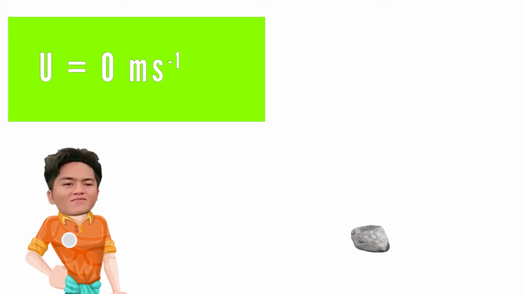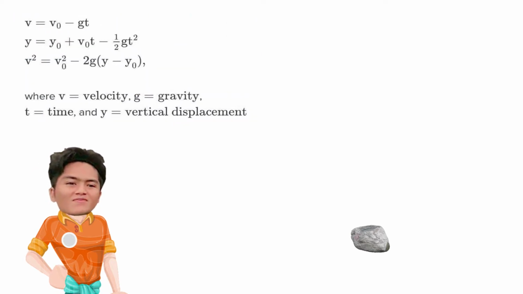The kinematic equations for an object experiencing free fall are v equals v naught minus gt, y equals y naught plus v naught t minus 1 over 2 gt squared, and v squared equals v naught squared minus 2g times y minus y naught, where v is the velocity, g is the gravity, t is time, and y is the vertical displacement.